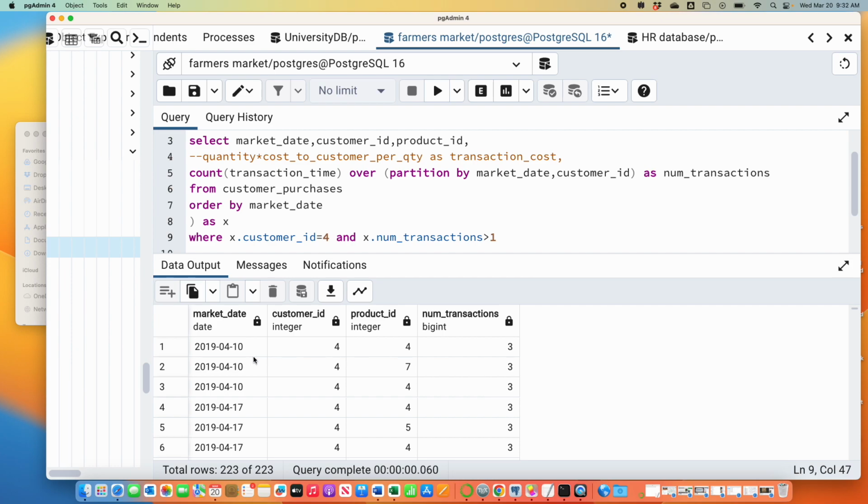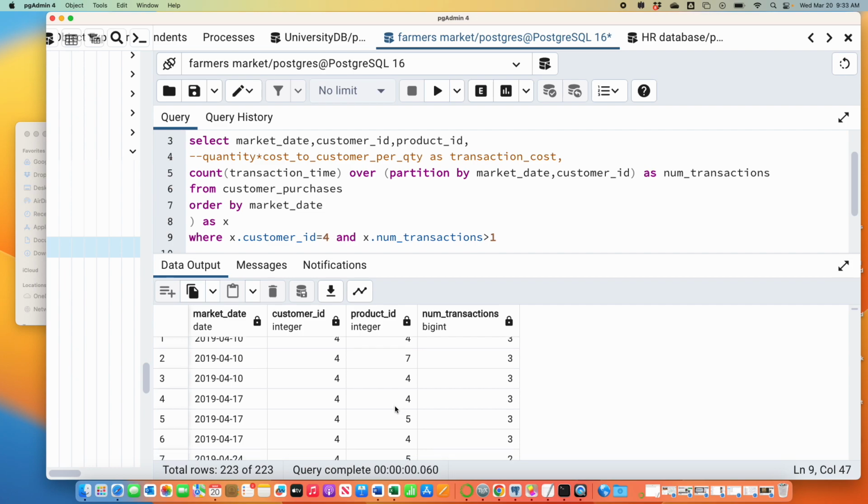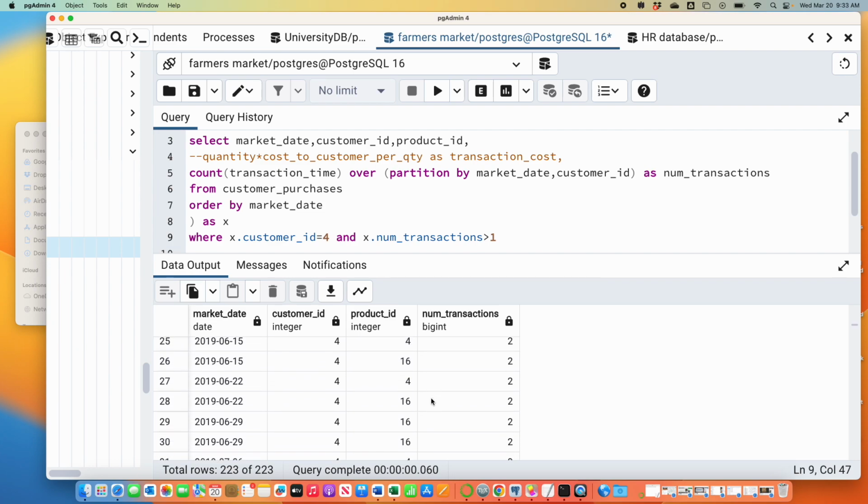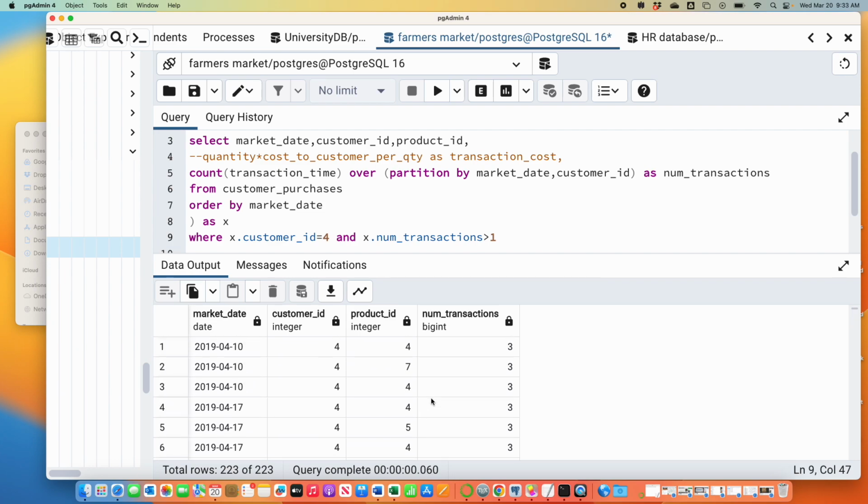So now we know on April 10th, customer 4 bought product 4, customer 4 bought product 7, customer 4 bought product 4 again, right? So this database has this quirk where some people make the same purchase multiple times in a day, which is kind of strange, but it is what it is. Yeah, customer 4 likes product 4, right? So on April 17th, customer 4 bought product 4 twice again. But anyway, product 4 is customer 4's favorite thing, really. Okay, questions on that?